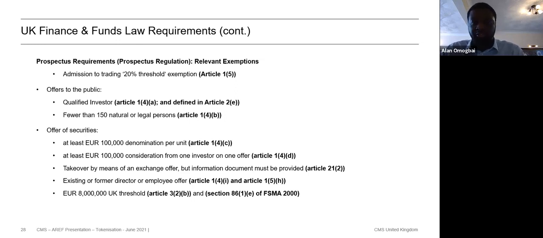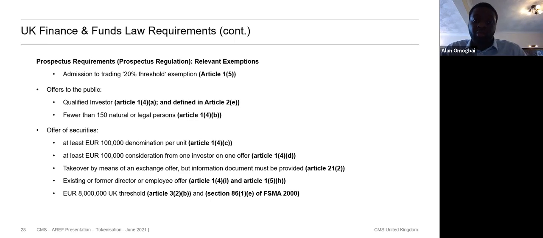The last one I wanted to flag, I just found quite interesting. It's under the offer of securities, and it's the last one there, if I'm not mistaken. It is the 8 million rule, which is that the UK will not impose any prospectus obligation where the total consideration for the transferable securities being offered in the UK over the last 12 months is not greater than 8 million euros or an equivalent amount. And that's under Article 3, paragraph 2B. And you'll also find it under Section 86, paragraph 1E of FSMA.